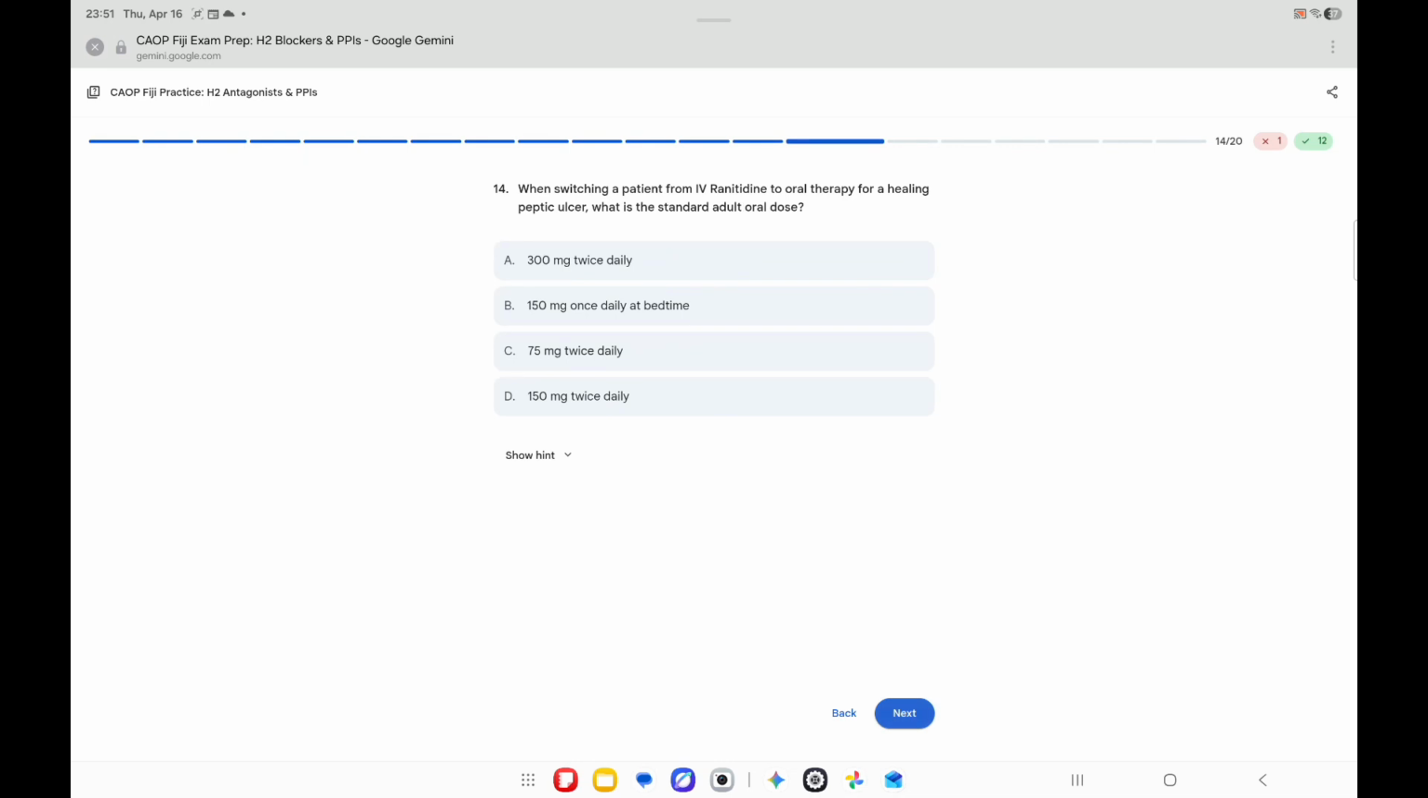When switching a patient from IV ranitidine to oral therapy for healing of peptic ulcer, what is the standard adult dose?